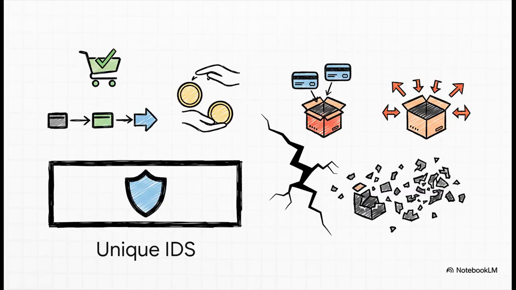So why do we even care about all this? Why does it matter? Because getting these IDs right is what stops things from going horribly wrong. It prevents stuff like duplicate payments, lost purchase orders, or just totally corrupted data. It's like the invisible foundation holding up a reliable system.